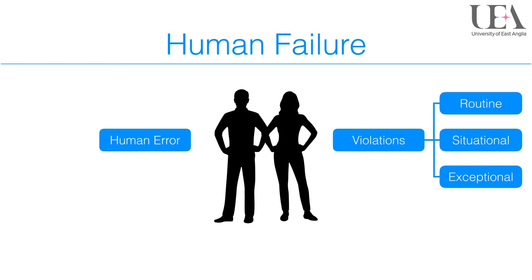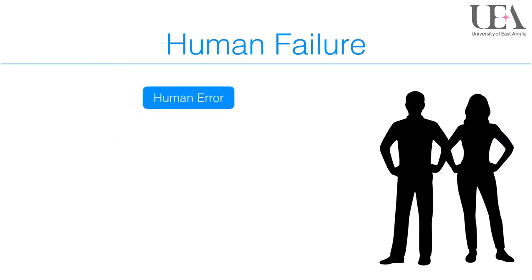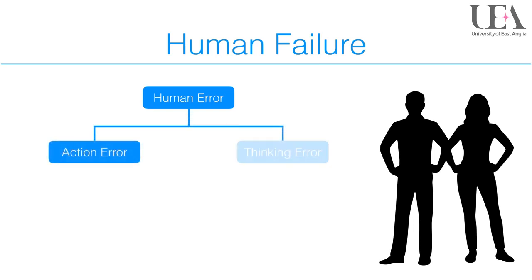For the purpose of this module, we are going to primarily focus on human error and strategies to avoid this rather than deliberate violations. However, non-adherence to rules, policies and procedures should always be considered as a potential causative factor when failure occurs. With regard to human error, this can be further divided into action-based errors and thinking-based errors.